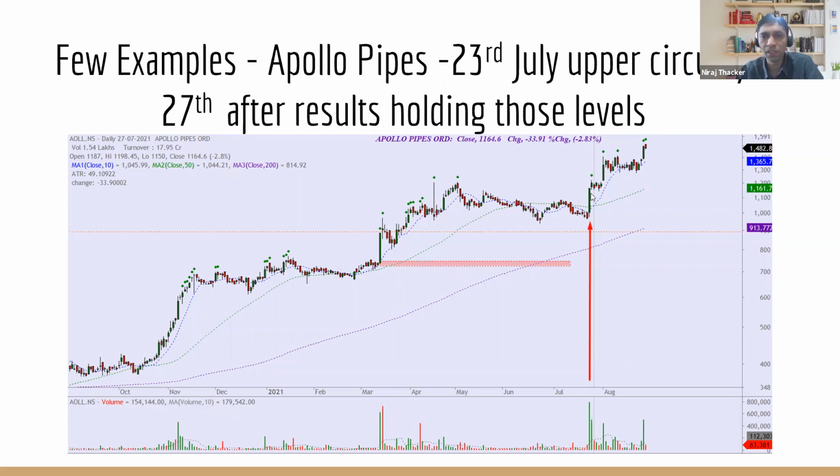You can see before the result, it is upper circuit 20%. That means even a person who knows the results will be bad tried to build up the position, correct? And after the result has come, still it is holding. That means it is a kind of outperformance, correct? Again, bad news. When you have conviction in a particular stock in terms of fundamental analysis, and you know the results may come bad, but the stock is holding or moves up against that, then that gives you extra confidence that this is the kind of stock you want to continue to hold.